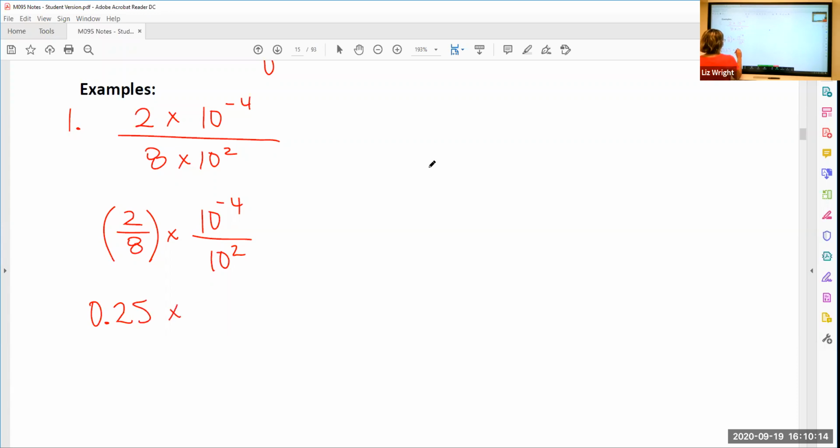And then we're going to have times 10. And then to bring that up, we're going to subtract off that 2, right? Because that's the same as us doing times 10 to the negative second. And so if we're combining those, it's going to be negative 4 plus a negative 2. And so then we're going to get 10 to the negative 6th. And then we look at our answer.